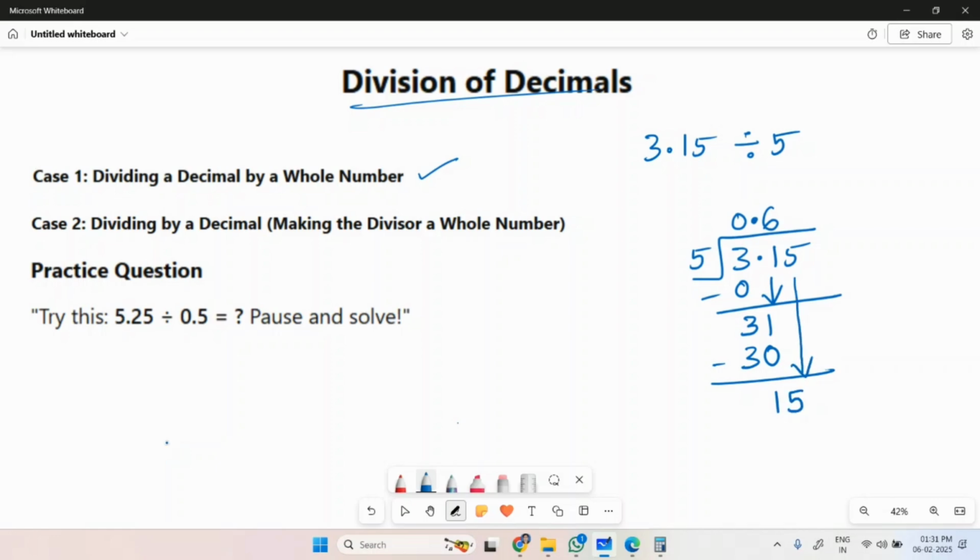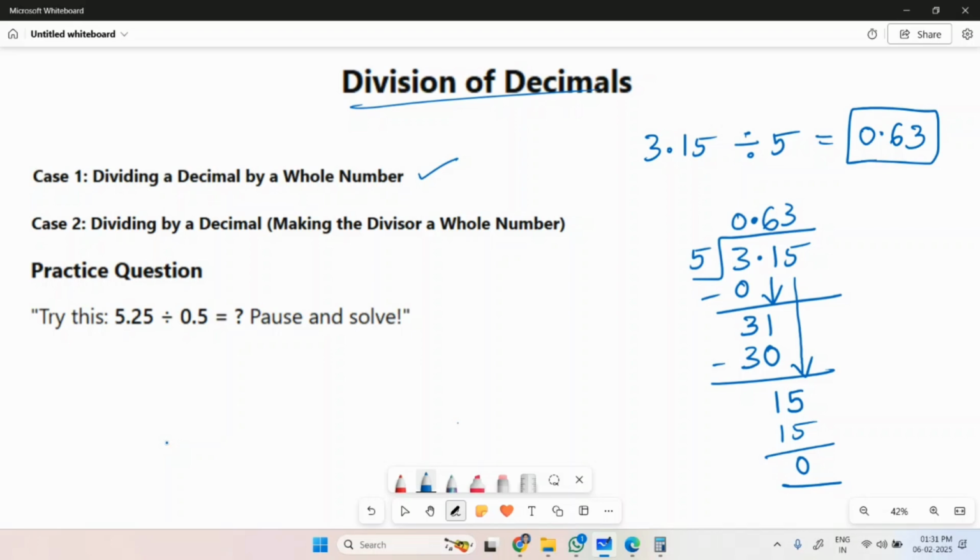In 5 times table do we have 15? Yes. 5 times 3 is 15. And then remainder is 0. So the quotient is 0.63. So our answer is 0.63.